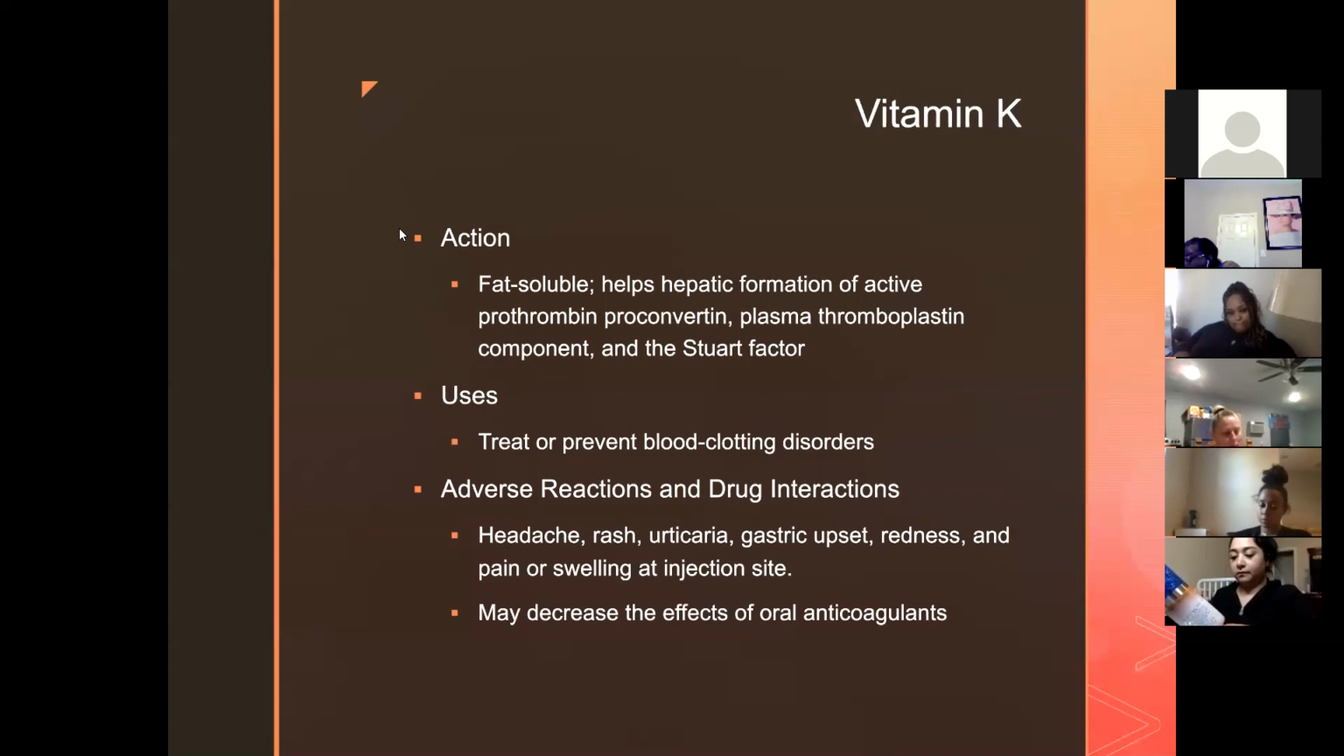Next one, vitamin K. Is this the same thing as potassium? No. Potassium is just the symbol on the periodic table. Potassium is a mineral. Yes, so it will show up on your periodic table because it is a mineral, right? Vitamin K is not. So what is vitamin K for?